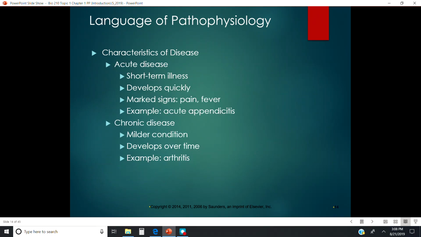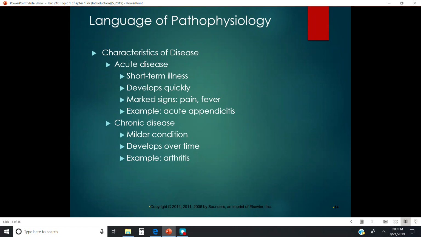Now, we can also take these same two terms, acute and chronic, and describe the disease. This kind of correlates with the onset. An acute disease is one that develops quickly, right? Hence the name acute. It's typically a short-term illness, and the patient does have marked signs, like I said before, maybe a high fever, severe pain.